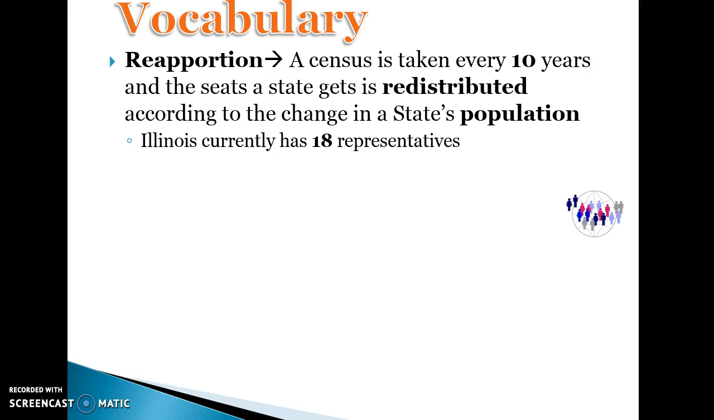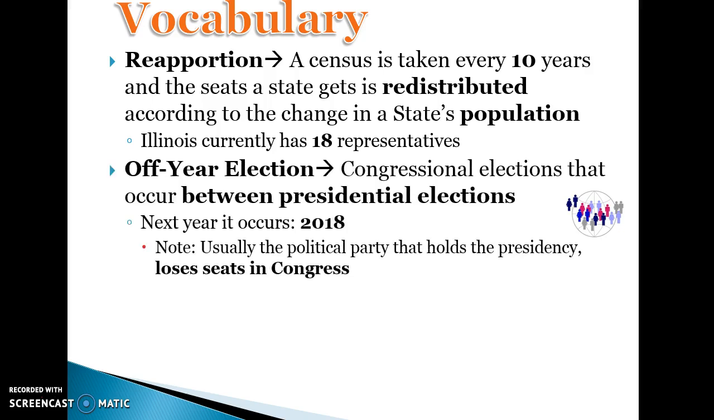Reapportionment. Every 10 years, a census goes out and counts all the people in the United States. This ends up determining the size and the shape of the districts in each state. Currently, Illinois has 18 representatives.